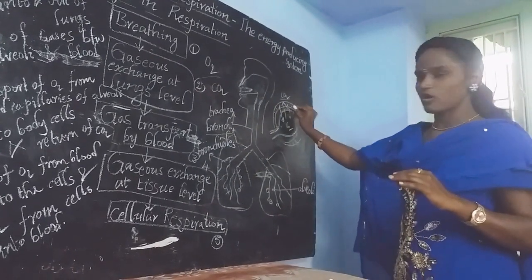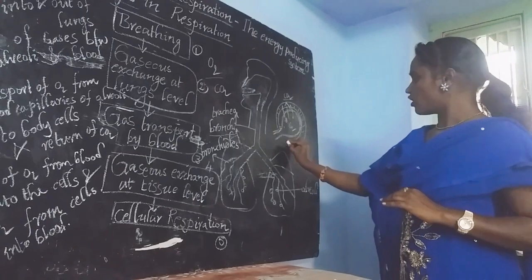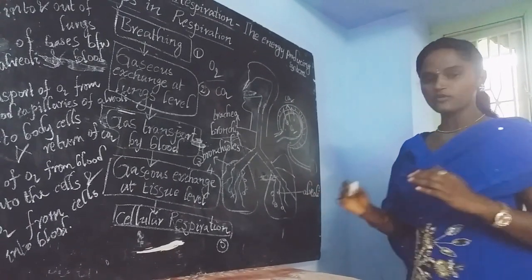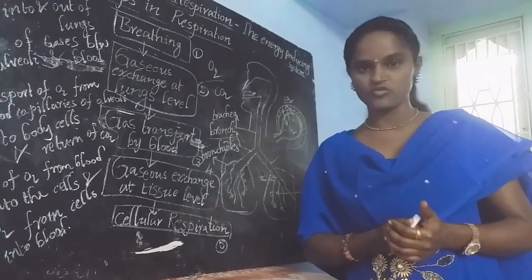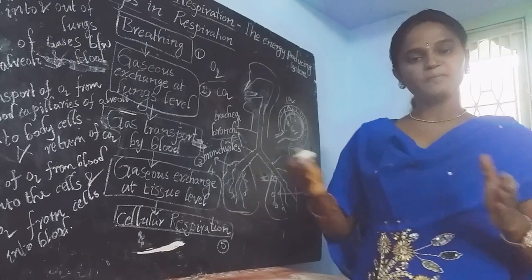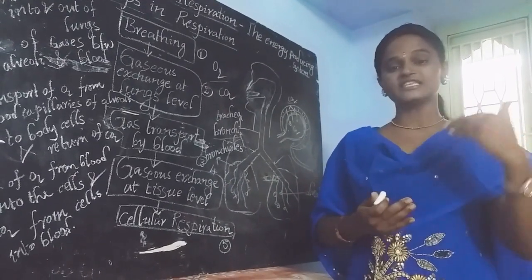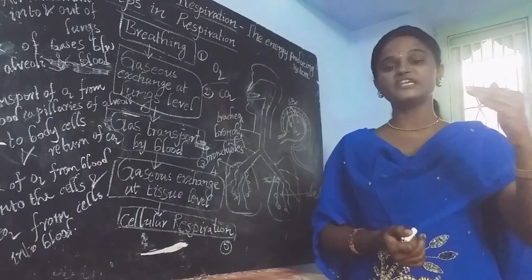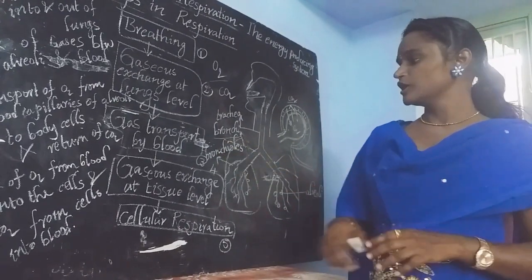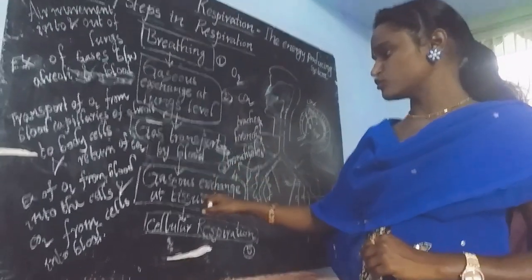Now the blood is rich in oxygen, and this oxygen may transfer into different cells, different parts of our body. Okay, then this oxygen is carried with the help of blood, and it reaches each and every cell of our body. That is about your third step. Then move to the fourth step.